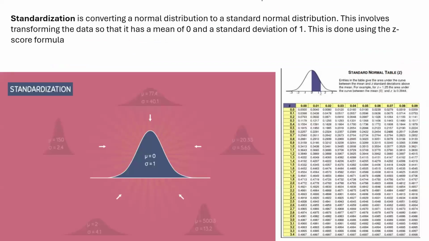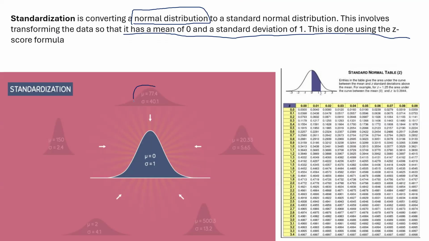If I go to the next slide, as I told you, any normal distribution can be converted to a standard normal distribution. That process is called standardization. Standardization is converting a normal distribution to a standard normal distribution. This involves transforming the data so that it has a mean of 0 and a standard deviation of 1. This is done using the z-score formula. Let's not bother about how we do that; let's just understand what standardization is.